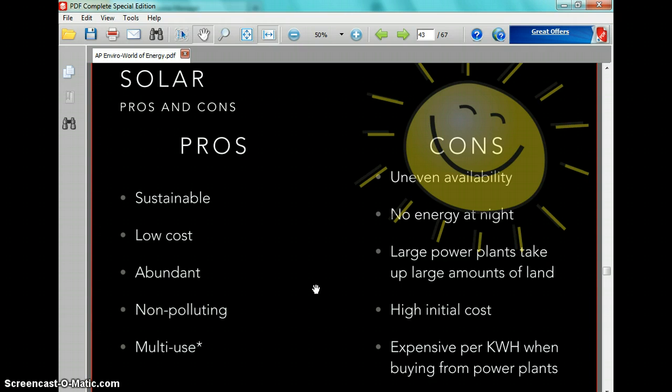A pro is it's sustainable. We have the sun. It's low cost, after the initial cost of installing and buying the cells. It's abundant, it's non-polluting, and it's multi-use. It can technically sub for petroleum, but it's not very efficient in that method.